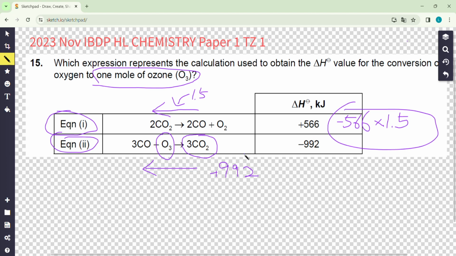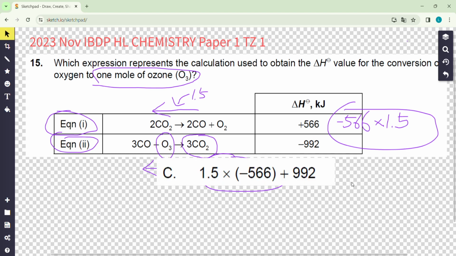So the total enthalpy change is the summation of these two values. So the answer is C.